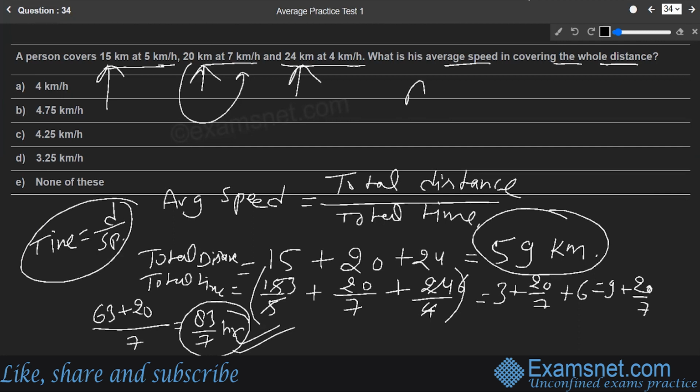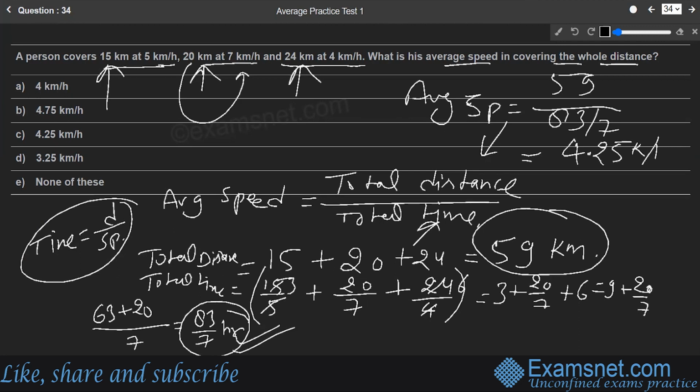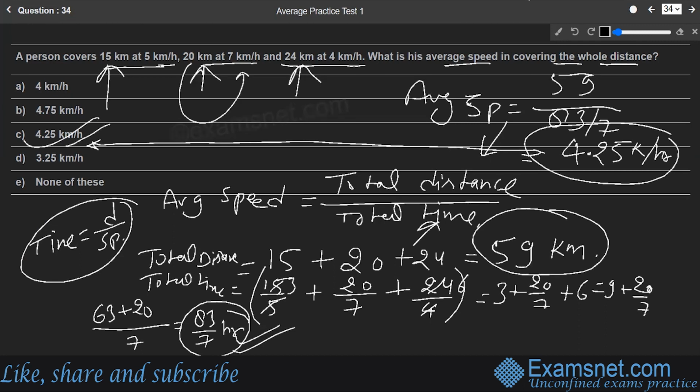So what is going to be the average speed? Average speed is total distance over total time, so we have to use this formula. Total distance is 59 divided by total time 83 by 7. If you solve this, we get an approximate value of 4.25 kilometers per hour. Let's see where it is available. It is available in option C, so it is the right answer.